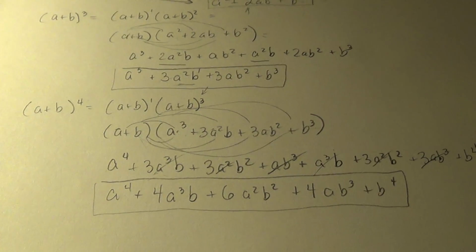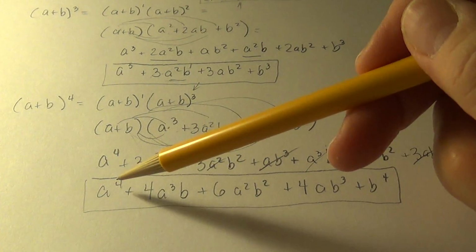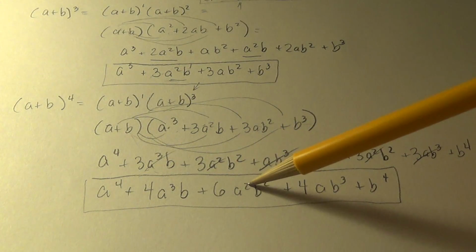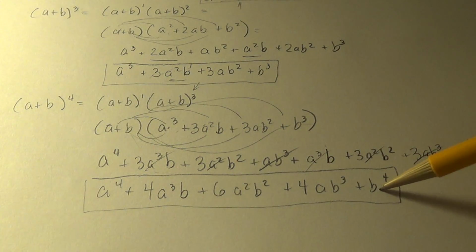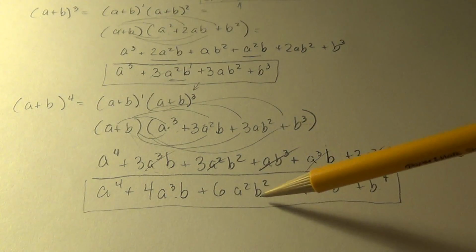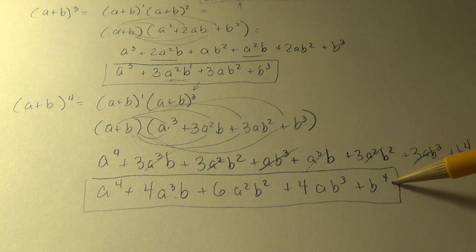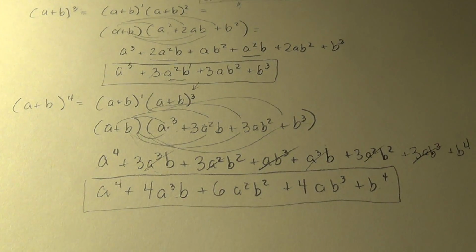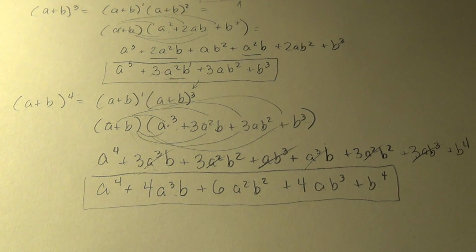Does that hold true for this one? Here, a to the 4th, a to the 3rd, a squared, a, no a. See what happens to b. No b, 1b, b squared, b cubed, b to the 4th. All right. So that pattern will serve us no matter what we're trying to do with the binomial.